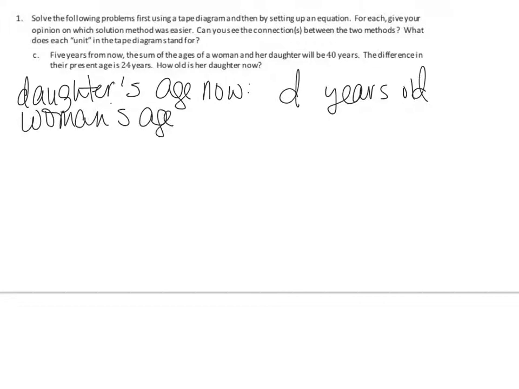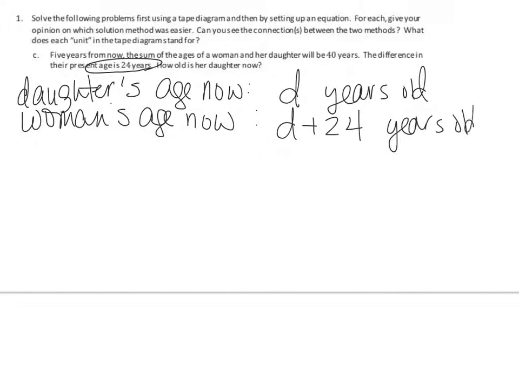The woman's age now, it says here, the difference in their present ages is 24 years. So I can say D plus 24 years old. Cool. Now, 5 years from now, the sum of the ages of a woman and her daughter will be 40 years. So sum, 40 years. So 5 years from now, how old is her daughter going to be?